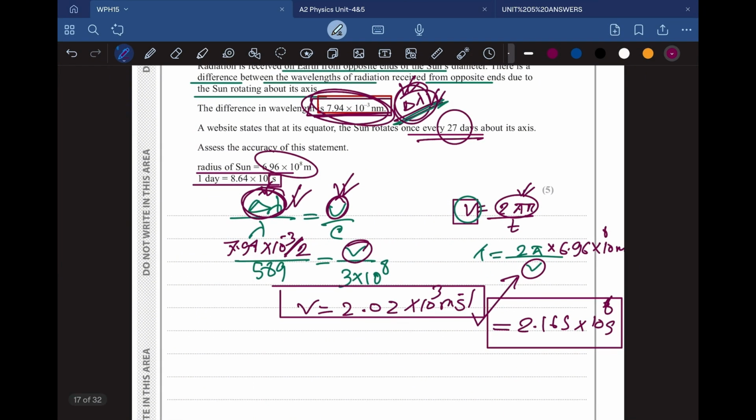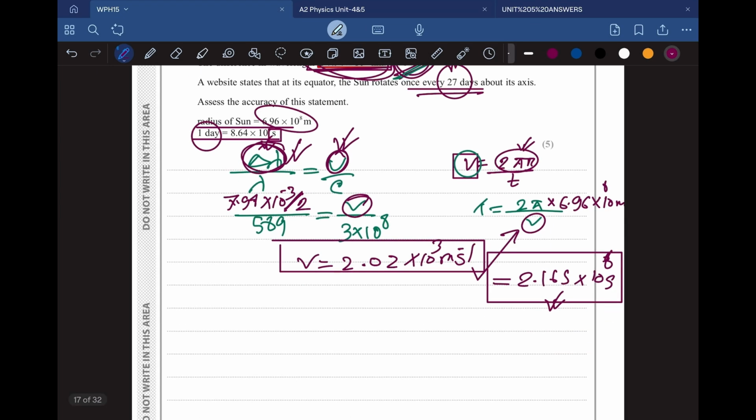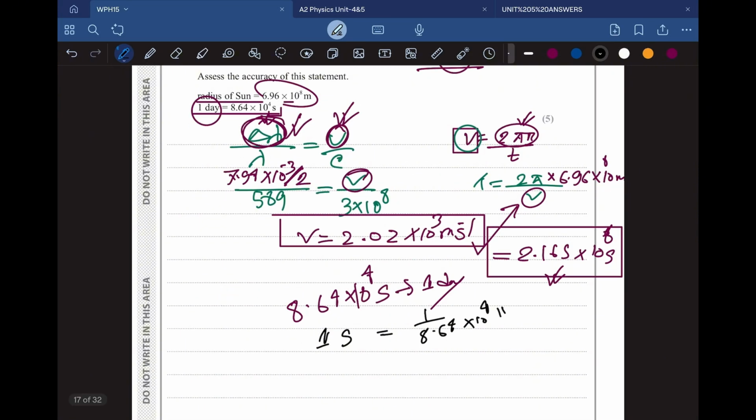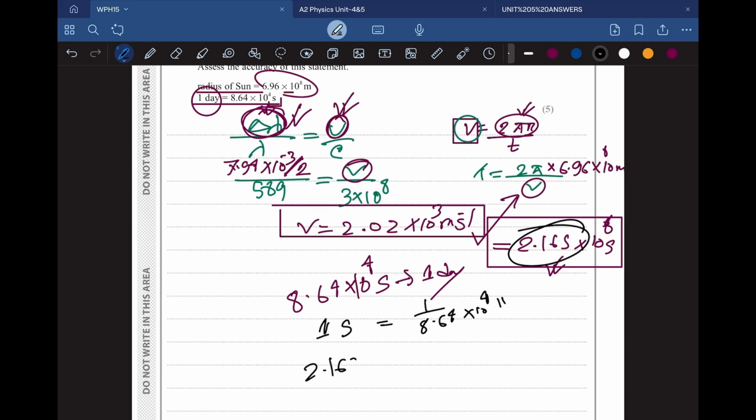But the final answer needs to be in days. That's why they have given us the seconds in 1 day. So basically, 8.64 into 10 to the power 4 seconds means 1 day, then 1 second will be 1 divided by 8.64 into 10 to the power 4 days. And this much seconds, 2.165 into 10 to the power 6, will be equal to 1 into 2.165 into 10 to the power 6 divided by 8.64 into 10 to the power 4 days.